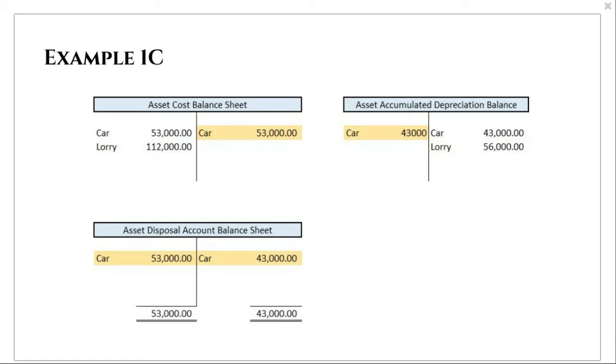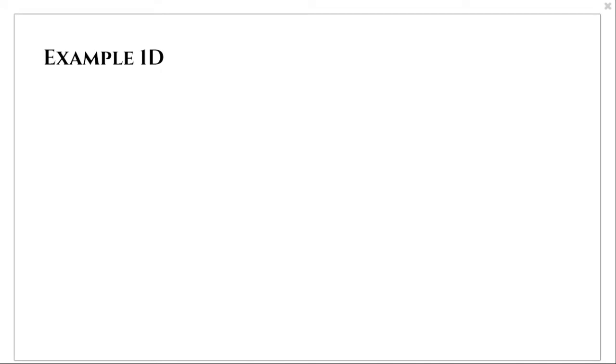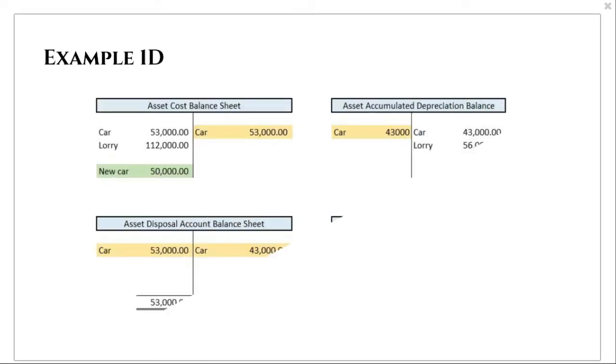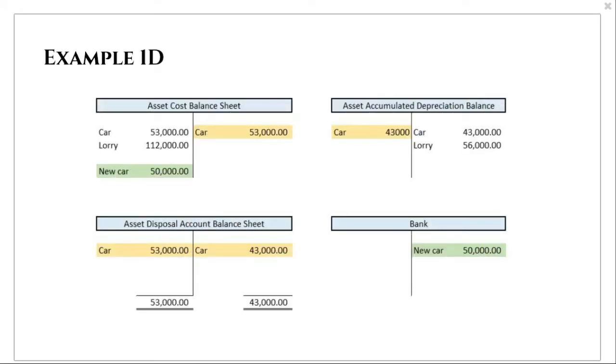Next, I want to remove all accumulated depreciation to date. So in this case, the depreciation up until this point has already been calculated for us. So all we need to do is debit the asset accumulated depreciation account on the balance sheet, and we're going to credit the asset disposal account on the balance sheet. So you can see here now that I have a debit of 53,000 and a credit of 43,000 in my asset disposal account. Now, when we look at what's going through the bank, we're not going to be paying the full £55,000 for this vehicle. We're actually only going to contribute £50,000 because of the part exchange allowance that we're receiving.